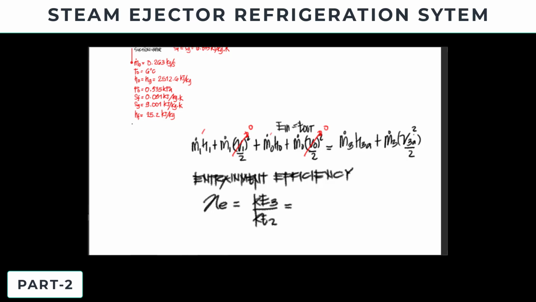Now we can express the kinetic energy entering and leaving. So this is equal to the mass flow rate 3, and that will be the velocity 3a squared, divided by 2. And this is all over the mass flow rate 1. Okay, bakit mass flow rate 1?